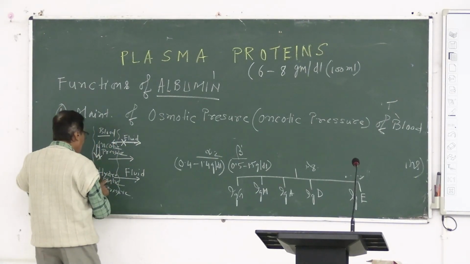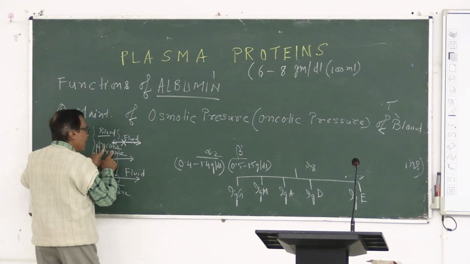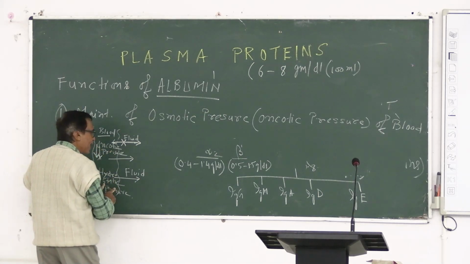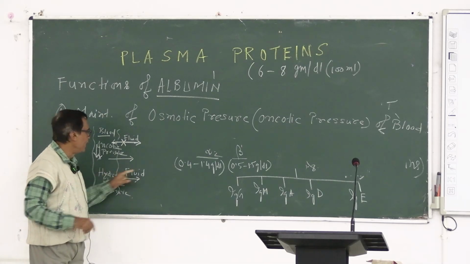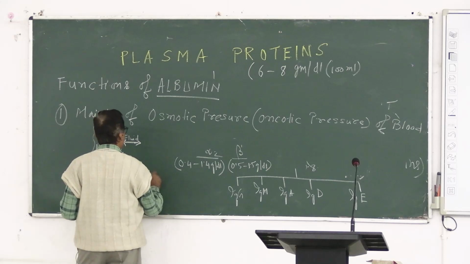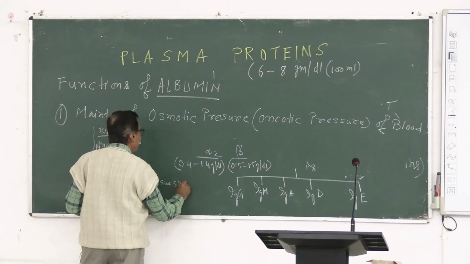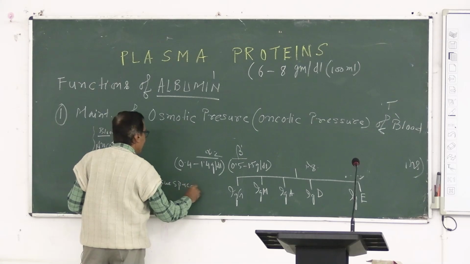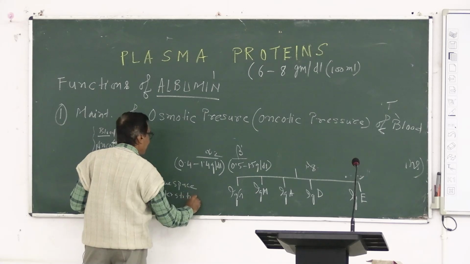Hydrostatic pressure will take the upper hand. When oncotic pressure is lowered, hydrostatic pressure will take the upper hand. It will push the fluid from the vessel to the outside, that is the tissue space, or interstitial space.